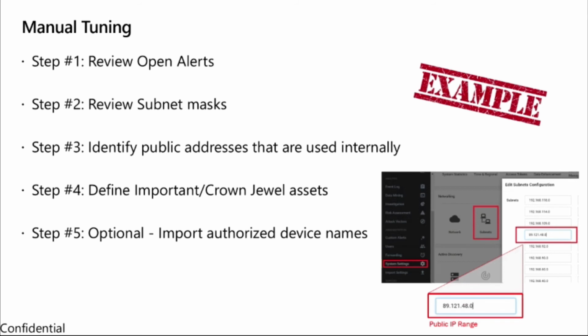Define important crown jewel assets. These specific assets are of extreme importance to me. Let's mark them, and let's make sure that any attack vector simulation that we run will take them into consideration. Import authorized device names. We are also able to match and fine-tune the device names, to download them and upload them in the same path, to give a more accurate picture of the customer's system.